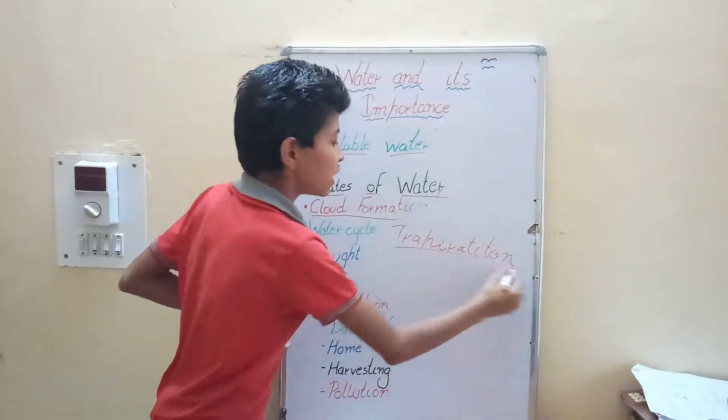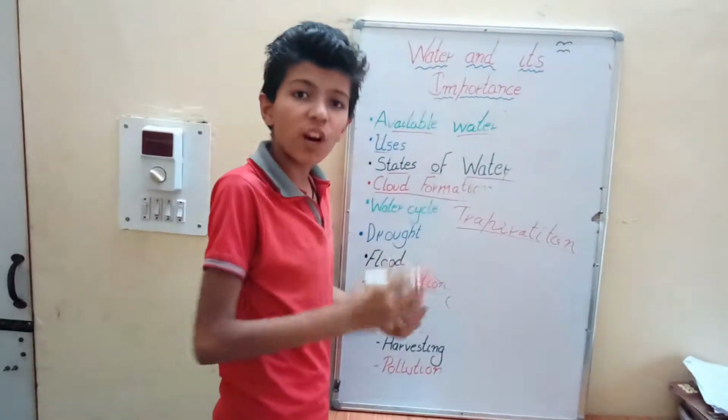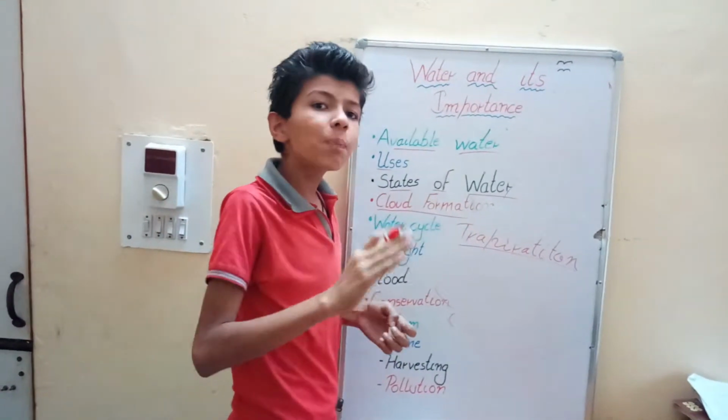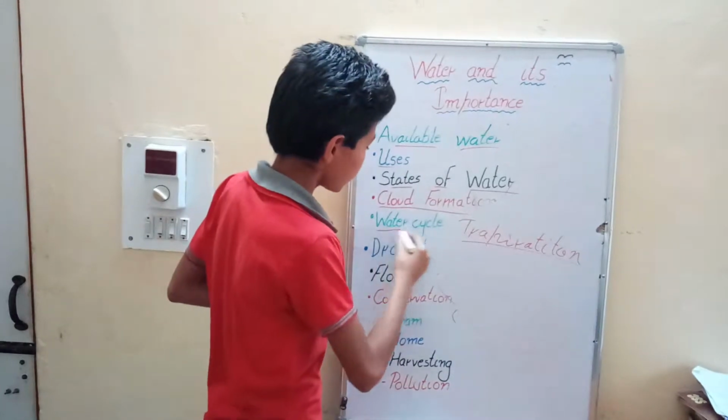What is transpiration? Transpiration is a method of losing water by a plant through its stomata. This plays an important role in the water cycle.